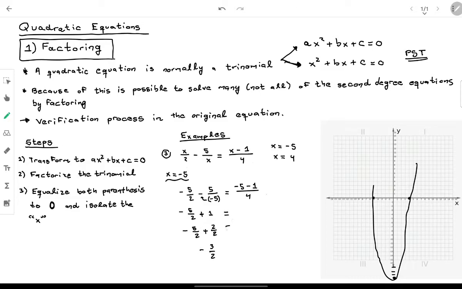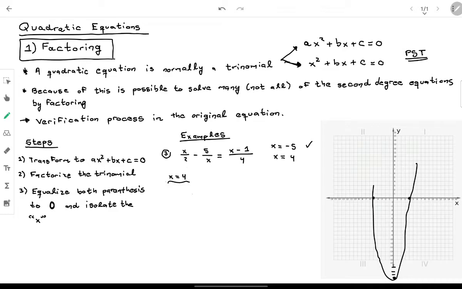Let's see the other side. It's going to be minus 6 quarters. It's divisible by 2, minus 3 halves, minus 3 halves. So yes, this is a correct answer for the x. x can have a value of minus 5, so let's see the value of 4.